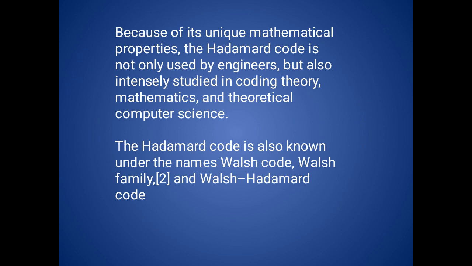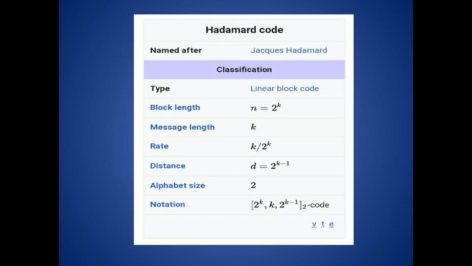Because of its unique mathematical properties, this Hadamard code is not only used by engineers, but it is also intensely studied in coding theory, mathematics, and theoretical computer science. And this code is also known under the names of Walsh code and Walsh family, and sometimes it is referred to as Walsh Hadamard code. The name, as I told in the first slide, was kept after the scientist who discovered the code.